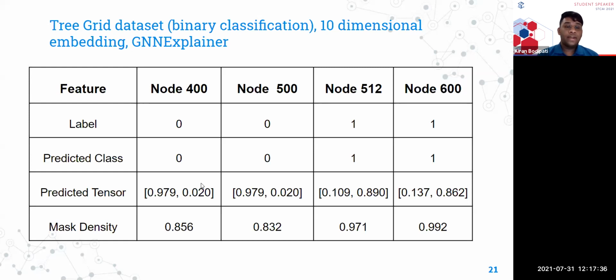As you can see, the predicted tensors that are across the same class are very similar. For nodes 400 and 500, they're almost the same. And for nodes 512 and 600, they're very close by. But they're different from those of nodes 400 and 500. Similarly, if you observe the mass density, again, within the same class, you have similar results, while for a different class, you have different results.